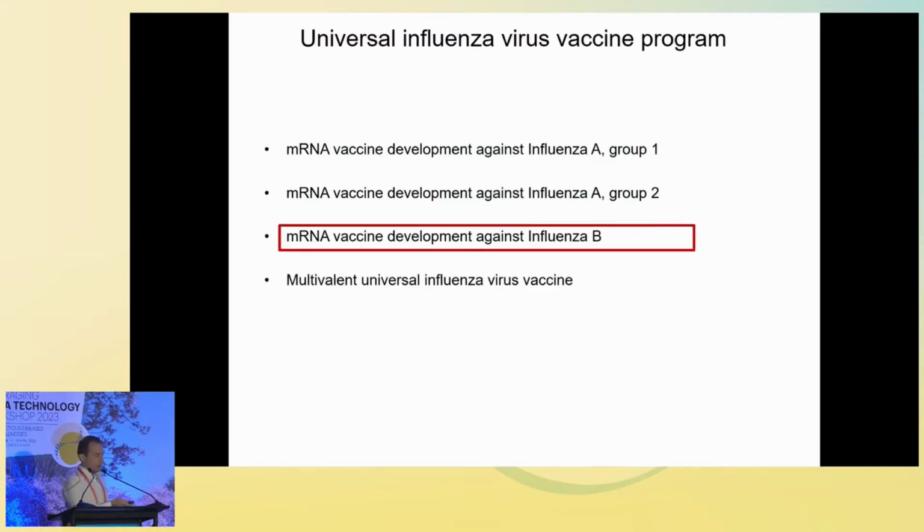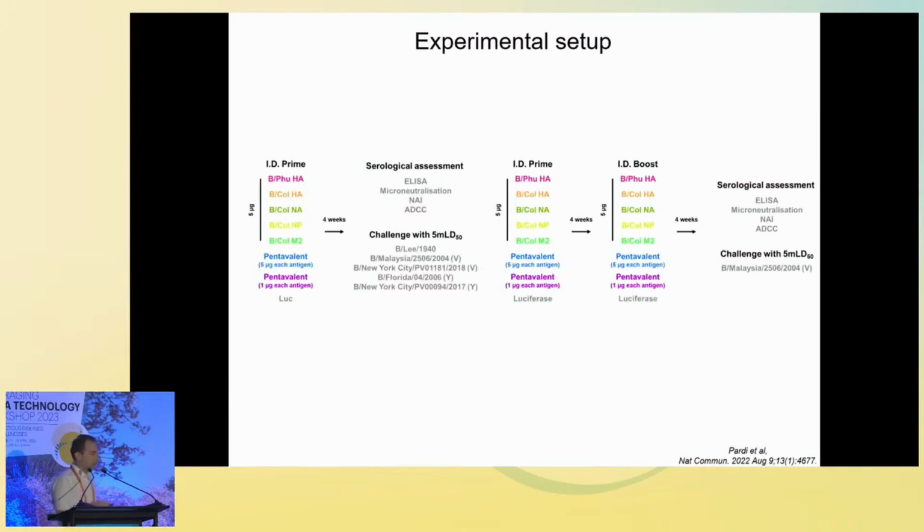They are very similar to these experiments. One important difference is that when we started these studies, there was no HA stalk targeting influenza B construct available. So since influenza B viruses have two distinct lineages, the Yamagata and the Victoria lineage, we decided to use two full-length HAs, one from a Victoria strain and one from a Yamagata strain. And the NA, the NP, and the M2 were from a Victoria strain called B Colorado 2017.